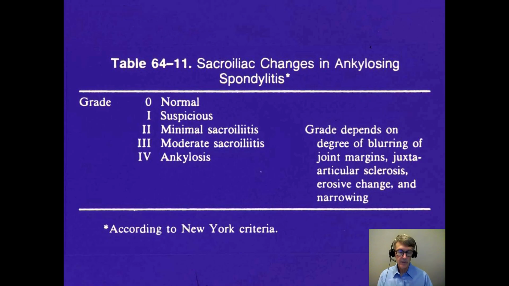Now, these are the x-ray changes used in the New York classification. Ankylosis is pretty easy to recognize on x-ray. We've seen x-rays of that already where the sacroiliac joint is obliterated. Moderate is pretty easy to recognize. The joint's pretty well blurred. Minimal and suspicious are pretty subjective. So if you definitely see it on x-ray and there's loss of motion of the spine, one can classify.